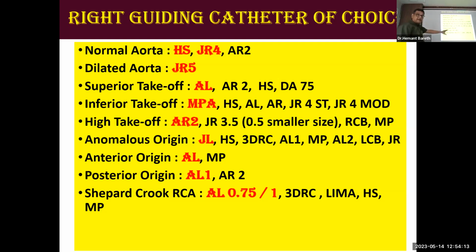Shepherd's crook, again, this is an important thing. There are many options. AL 0.75 or 1 is normally the best. It will definitely give you good support. It will sit like a snake inside the RCA. But the only problem is it is dangerous. Implants catheter is always dangerous and it can cause a lot of dissections. Safer one is the 3DRC catheter. But Lima catheter, if you remember, is also like this shepherd thing kind of thing. So that is also possible to use.